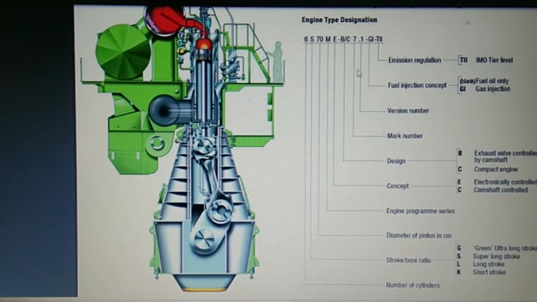Then E, you can see the concept, it is electronic, or it is camshaft control. Then B/C: B means the exhaust valve is controlled by camshaft, C is the compact engines. Then this 7 is the Mach number. Then 0.1 is the version. Then GI is the fuel injection, gas injection or fuel oil. And T2 is the emission regulation. T1, T2, T3 are the tiers of IMO regulations that you can go through in detail.